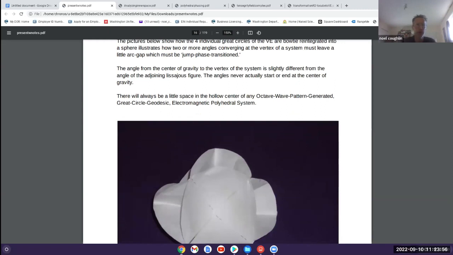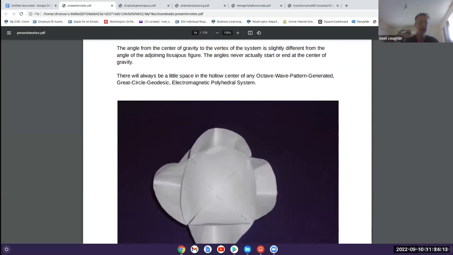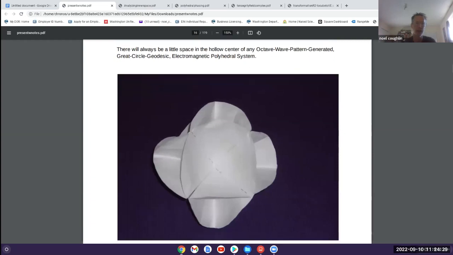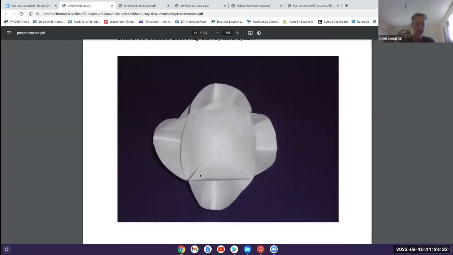The pictures below show how the 4 individual great circles of the vector equilibrium are bow tie reintegrated into a sphere. It illustrates how 2 or more angles converging at the vertex of a system must leave a little arc gap, which must be jump phase transitioned. The angle from the center of gravity to the vertex of the system is slightly different from the angle of the adjoining Lissauge's figure. The angles never actually start or end at the center of gravity. There will always be a little space in the hollow center of any octave wave pattern generated great circle geodesic electromagnetic polyhedral system. Notice the little gaps here. I'll explain a little bit more about Lissauge's figures in a moment.